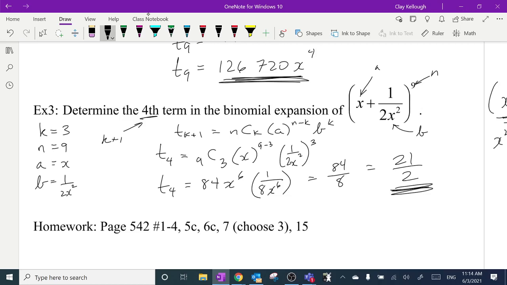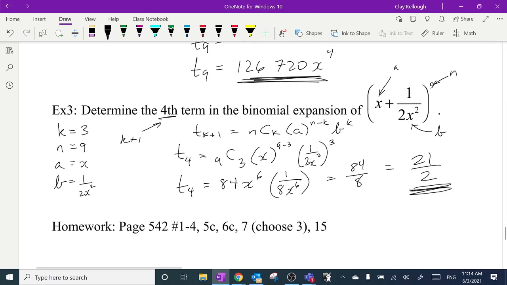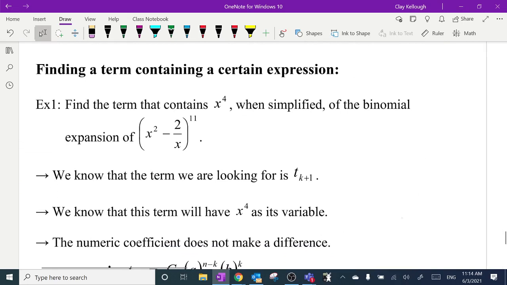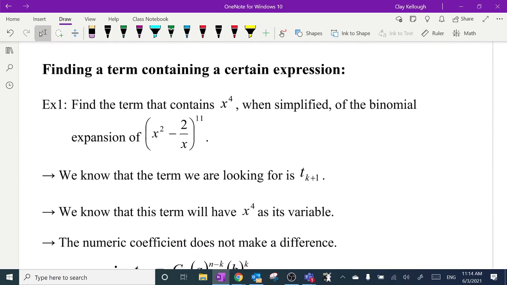So there's already some textbook practice ones. You, of course, have a worksheet in your workbook. But we can actually apply this stuff to other situations. We can use this sort of skill to do some fancier things. Like, for example, suppose I wanted to do something even more specific than just say, let's find the 4th term or the 5th term. What if I said something like, what's the term that has an x to the power of 4 in it when you simplify it? All right, so let's run through how we do this.